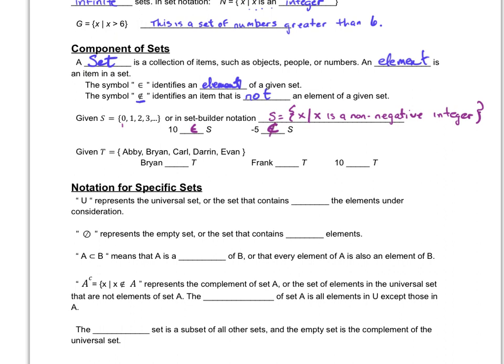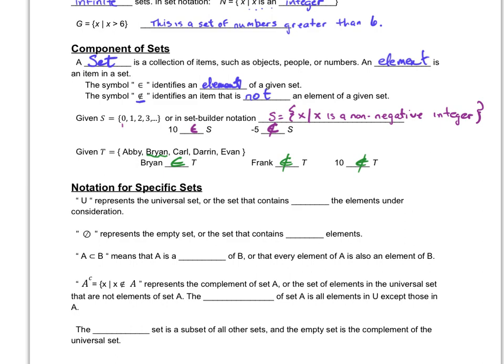Looking at the other example here, given that T is Abby, Brian, Carl, Darren, and Evan, we're trying to figure out, are Brian, Frank, and 10 part of that set? Well, Brian is part of that set. He's an element. Frank is not an element of the set, and 10 is also not an element of set T. So we're just trying to distinguish between something being a member of a certain set or not.